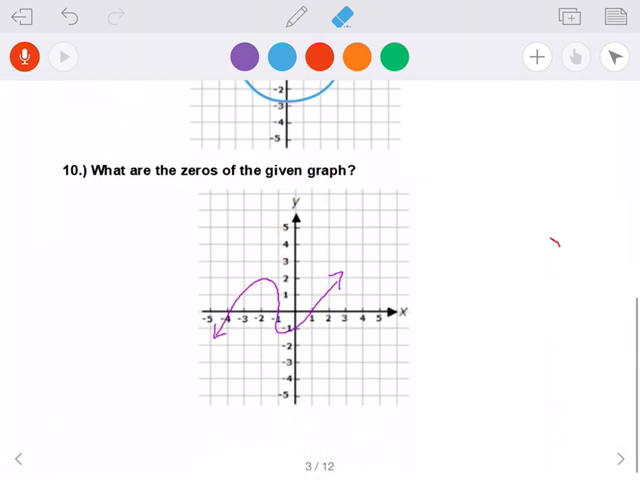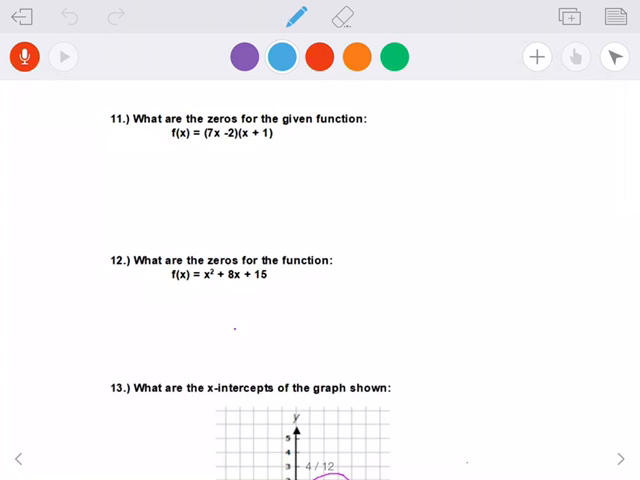For number 10, it asks us what are the zeros of the given graph. So where does it touch x? So it touches x here at -4, -1, and 1. So -4, -1, and 1. I'm going to put in brackets, say they're all solutions.